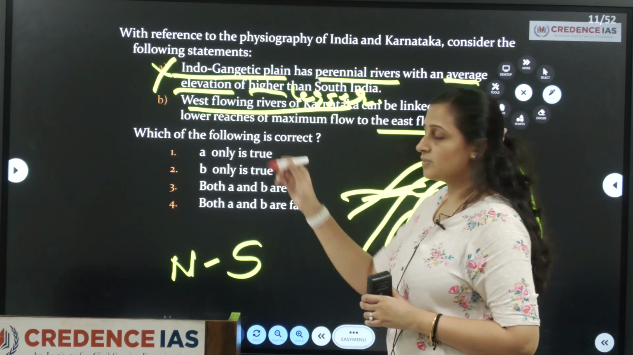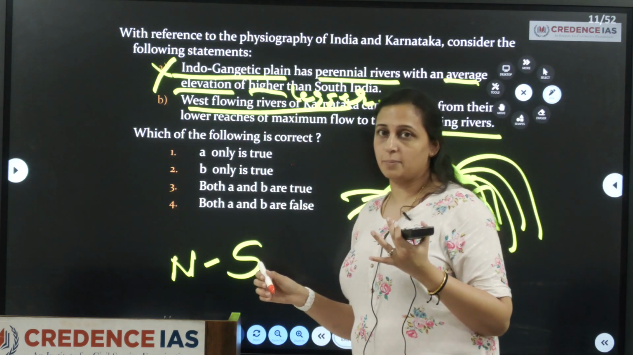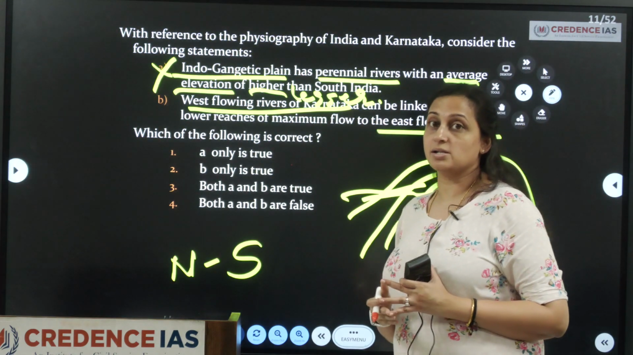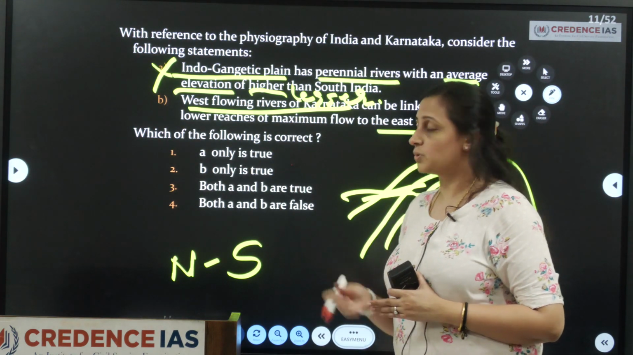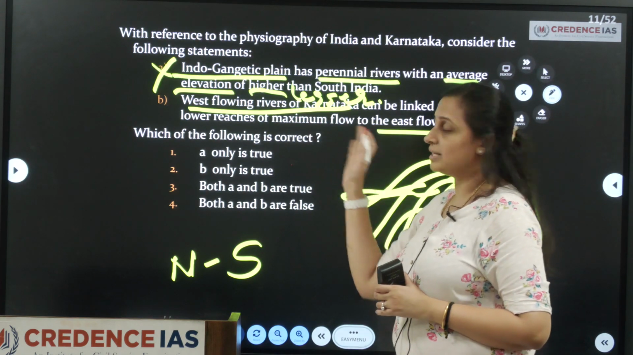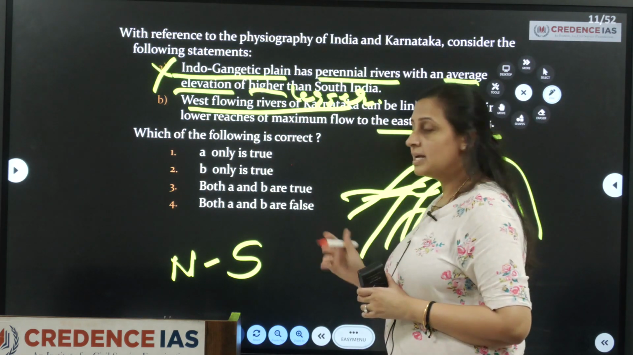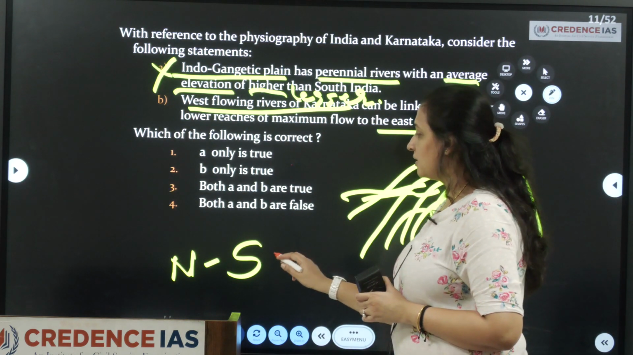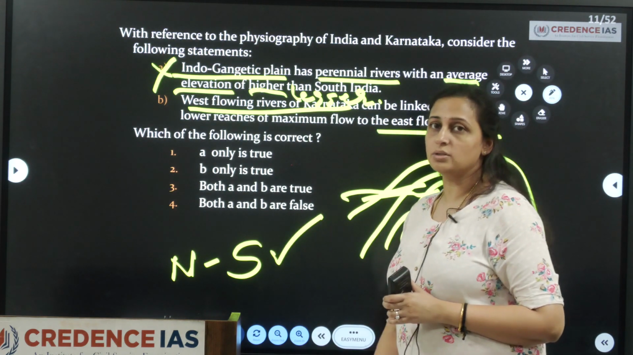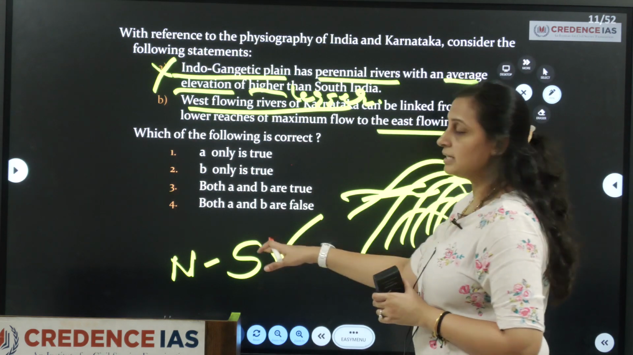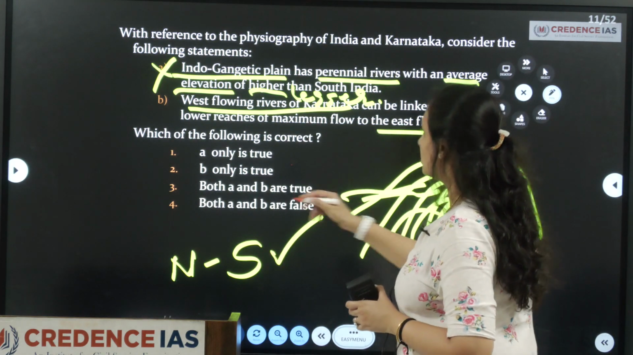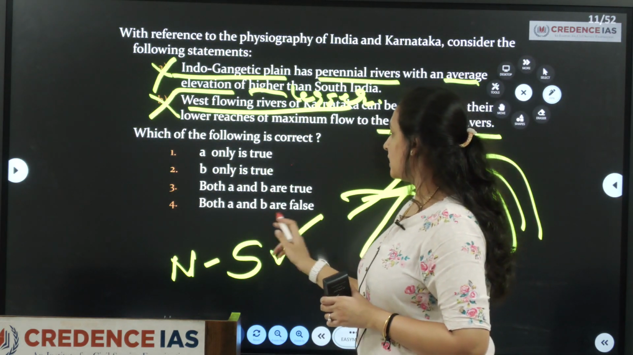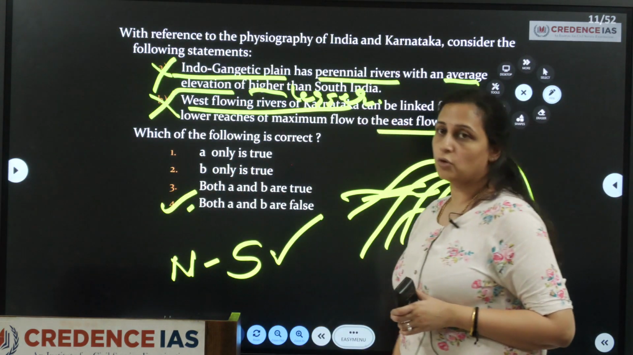The west flowing rivers of Karnataka like Netravati, Tungabhadra, okay, would have to be linked with the east flowing rivers, that is Krishna, Kaveri, Godavari. Okay, so that is not possible. Anyway, the river linking project works fine with the north as well as south rivers. Okay, still it is in a nascent stage, so even this option is wrong. So hence both A and B are false.